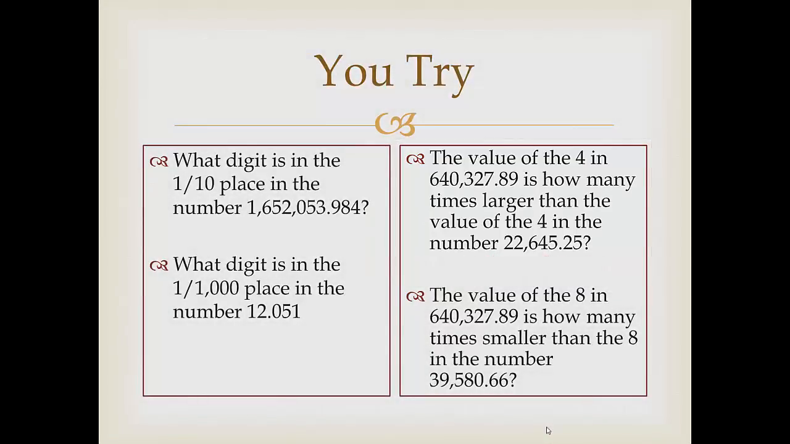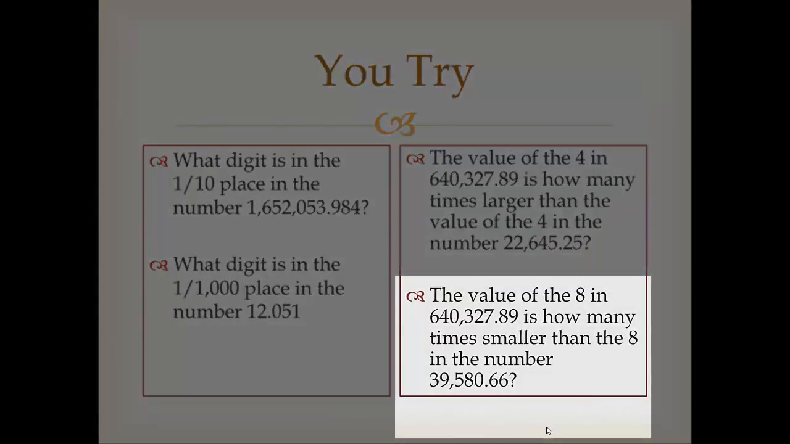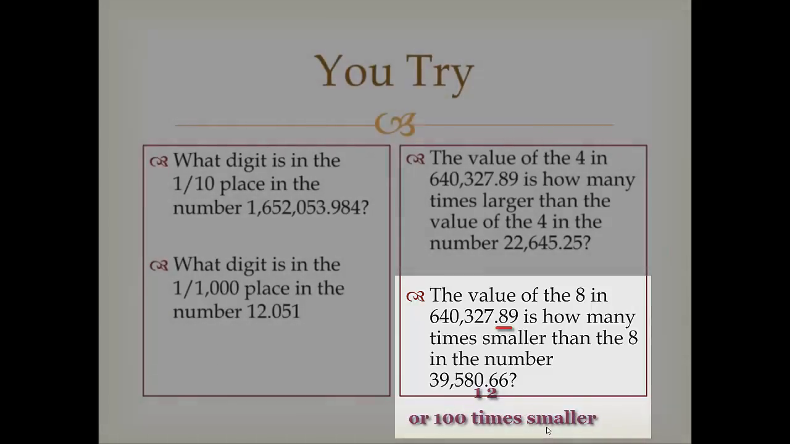In the fourth problem, I asked you to compare the values of the 8's in both numbers. The first number, 640,327 and 89 hundredths, the 8 is in the tenths place value. In the second number, the 8 is in the tens place value. So again, I need to move down from the 8 in the second number. I need to move down 1, 2 place values. So that means that the 8 in the first number is 1/100th times the value of the 8 in the second number.